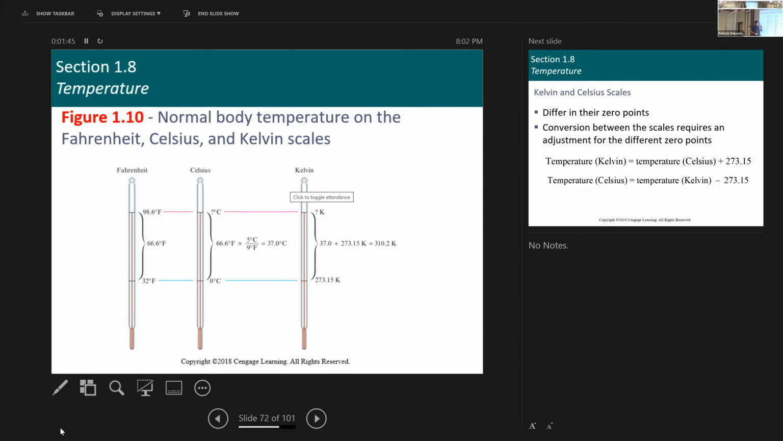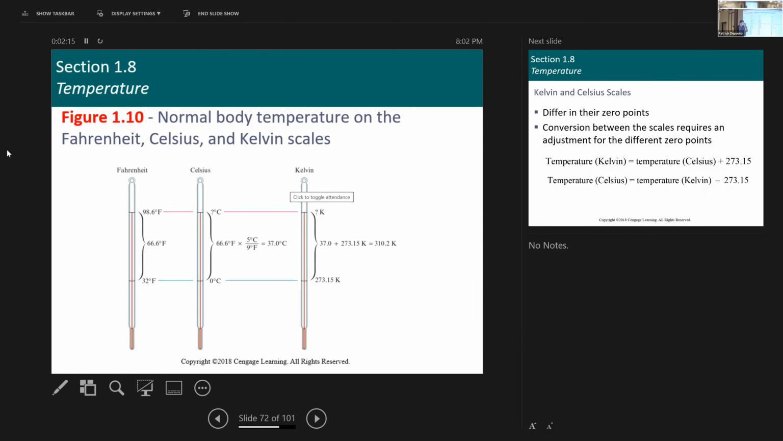All right. So the difference between those two temperatures is 66.6. The same difference in Celsius is only 37, between the freezing point of water and the body temperature. And the difference in Kelvin is also 37, but the number is 310. Does that make sense?